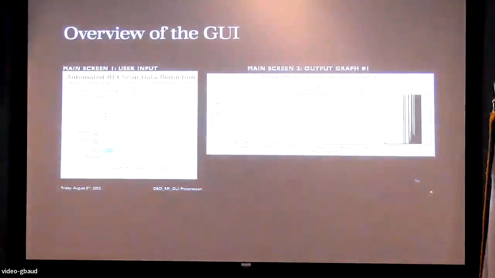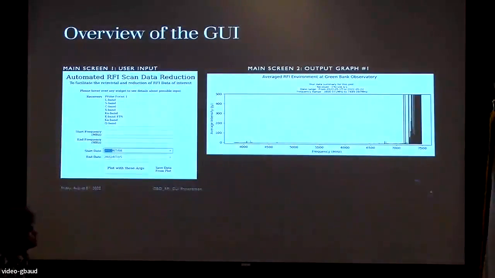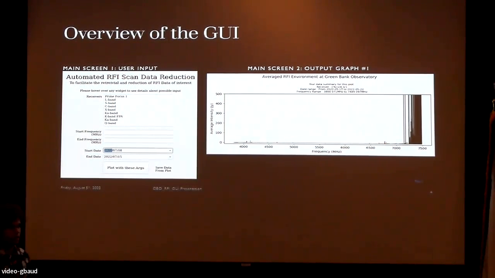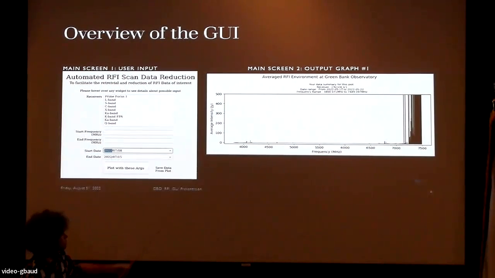So this is the GBT RFI GUI. The purpose of it is to allow people here at the GBT to obtain any recorded sources of RFI. So here is what you are greeted with. It is just a small little window. The user can specify what receiver they want to look at. They can choose the start and end frequency of the RFI that they want to look at, and a start and end date. Then you choose plot, and a graph like this appears.